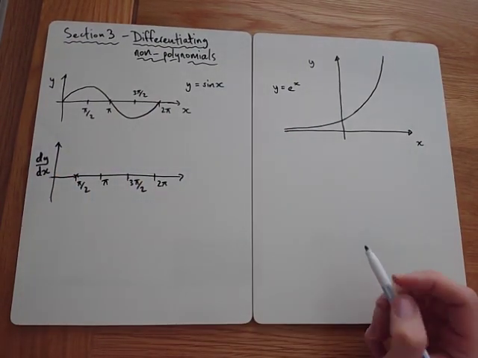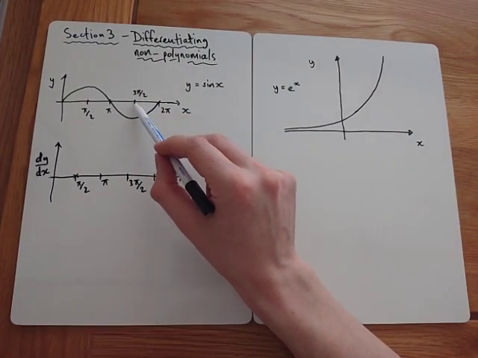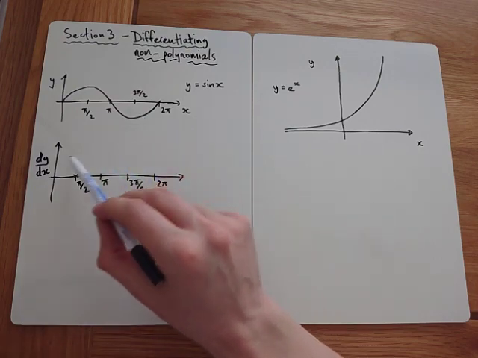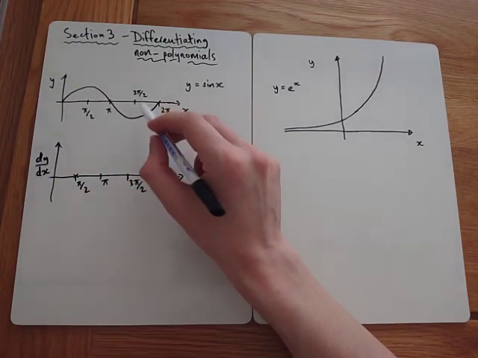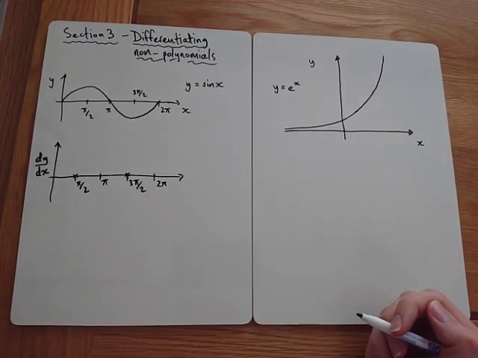So the graph will be there. Another one as well, 3 pi over 2. We can see that the gradient for the curve is 0 at that point. So if we draw our gradient graph at 3 pi over 2, the gradient will also be 0.